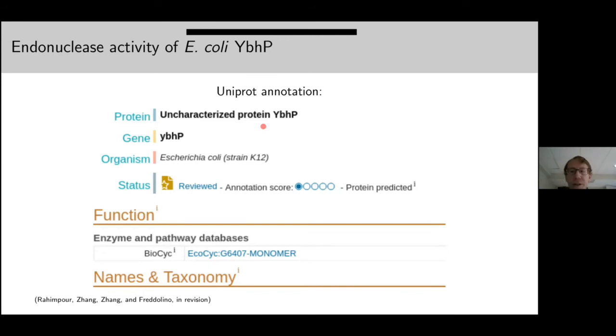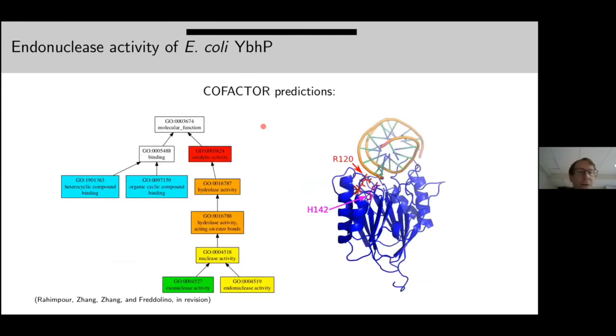So in contrast with this not very useful UniProt annotation, if we do our structure function prediction pipeline, COFACTOR, this is the set of functions that we get, and here is a predicted structure. And what we can read off of these predictions is this thing is expected to be an endonuclease. That is, first of all, the identity of the highest confidence leaf node in this graph. And we can see why this prediction comes up pretty easily: we have here the predicted structure of YBHP, and it has, based on structural similarity, a predicted binding site for double-stranded DNA. And so one would immediately predict that this thing is going to be an endonuclease acting on double-stranded DNA.